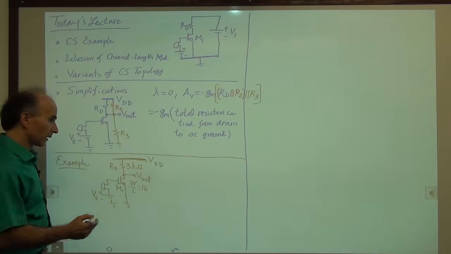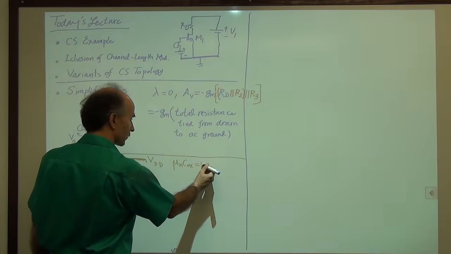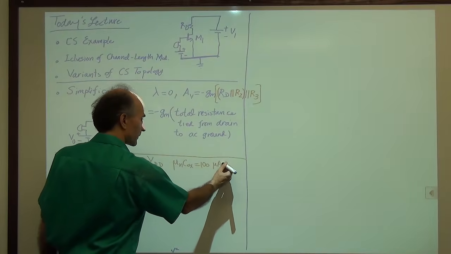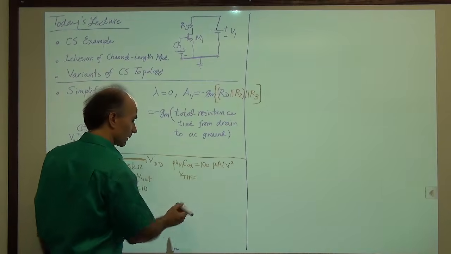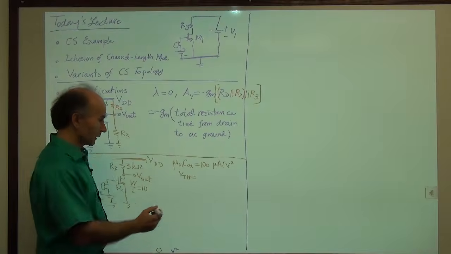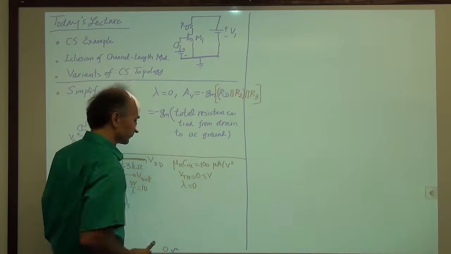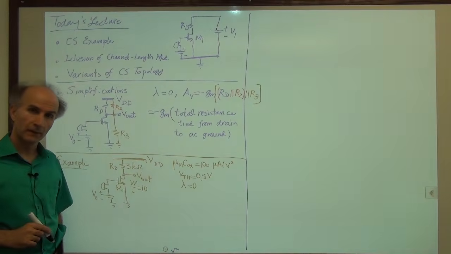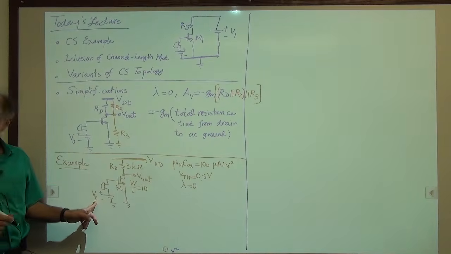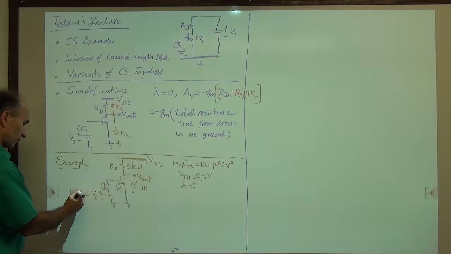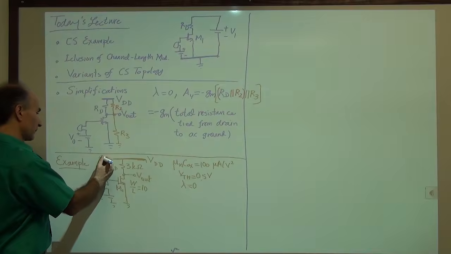All right. Then for the MOSFET, we also need some parameters. We need to know mu and Cox. So I'm assuming 100 microamps per volt squared. And the threshold voltage, I have assumed 0.5 volts as usual. And for now, we assume lambda is 0. I have chosen for V0 a voltage of 1.2 volts. And for the supply, I have chosen 2 volts.